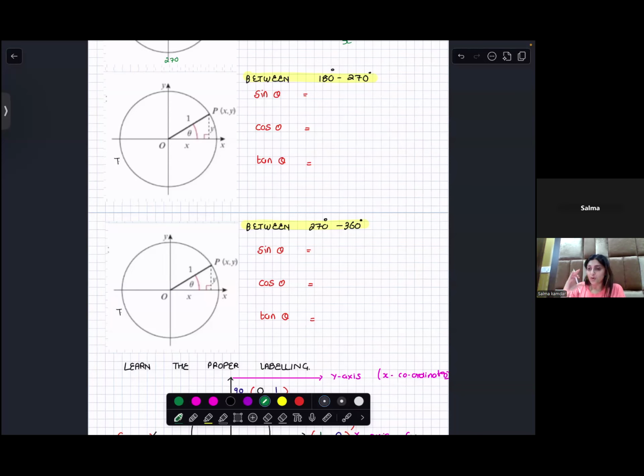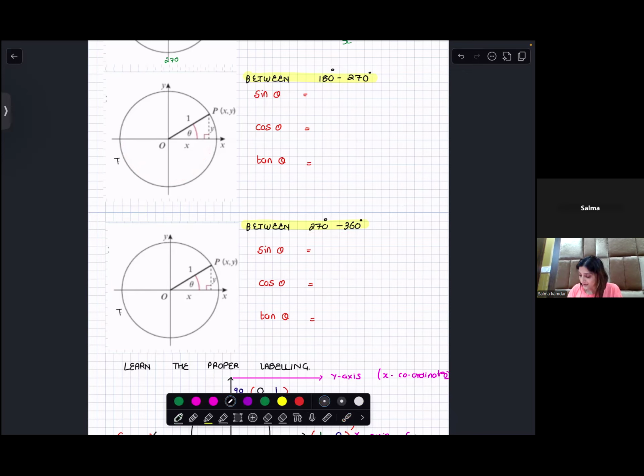Similarly, I want you to pause the video and try to find your sine theta, cos theta, and tan theta when your angle is between 180 to 270 and when your angle is between 270 to 360. Please note that when it is between 180 to 270, it will lie over here. And when it is from 270 to 360, it will lie over here.